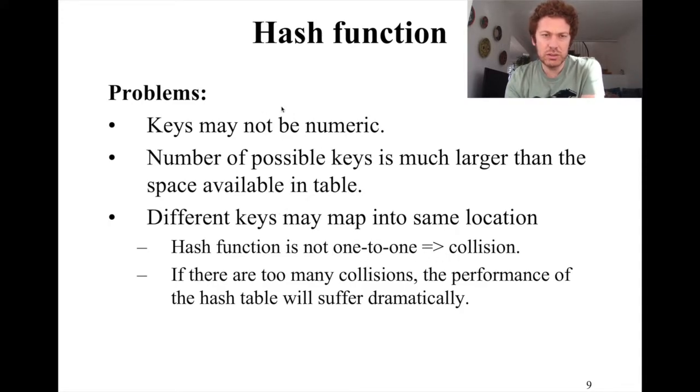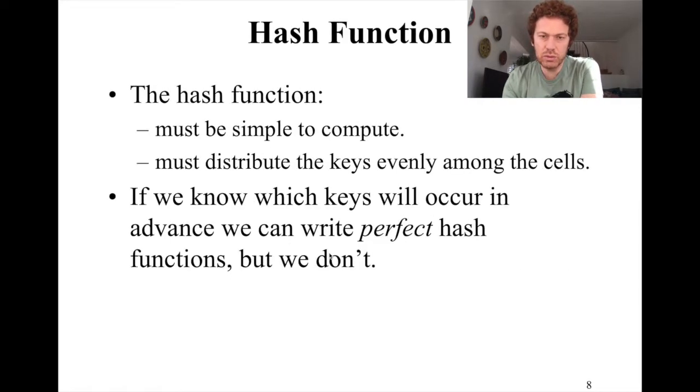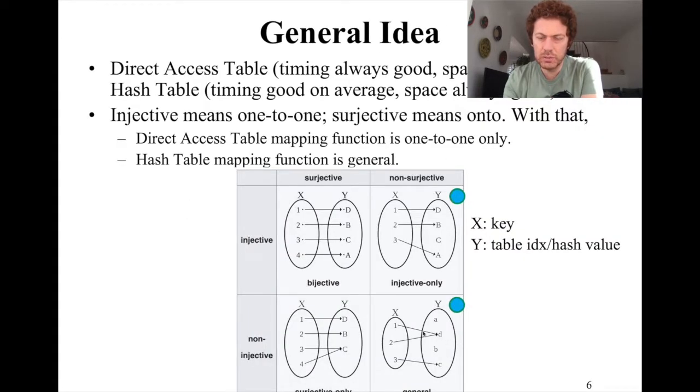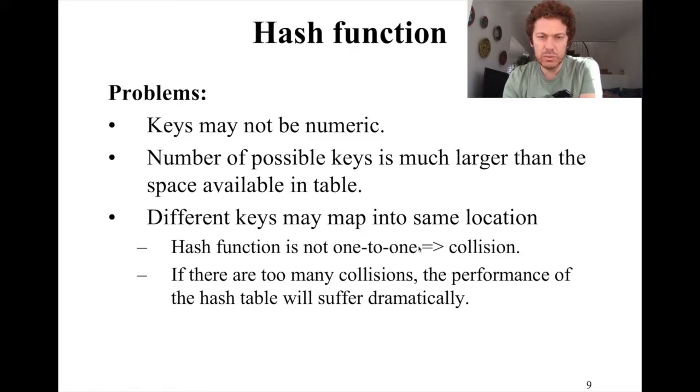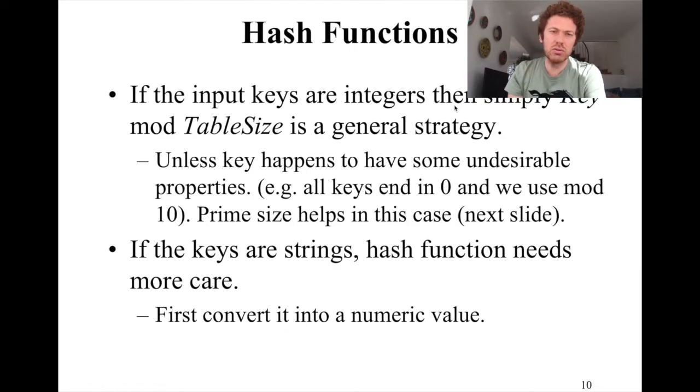So for the hash function, keys may not be numeric. I have to deal with that. The number of possible keys is much larger than the space available in the table. I have to deal with that. So different keys will probably map into the same location. Then, as you know, the hash function is not one-to-one from this picture. So there will be collisions. If there are too many collisions, then the performance will suffer. So I should have mechanisms to resolve that issue. Maybe double the hash table size, or be better in your hash function. So there are solutions available.